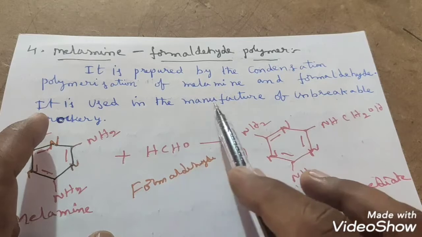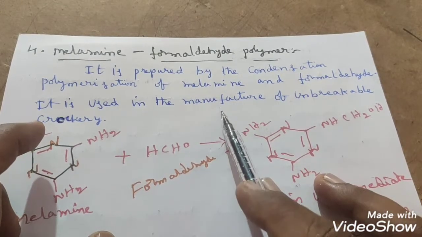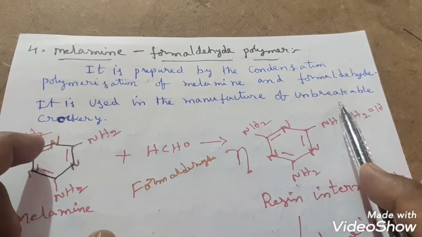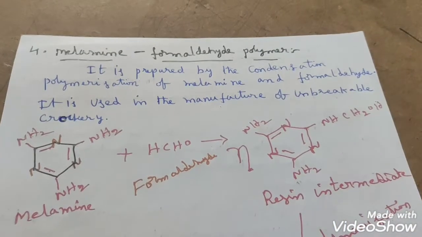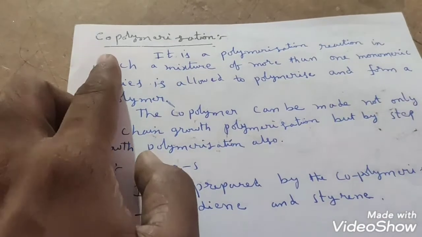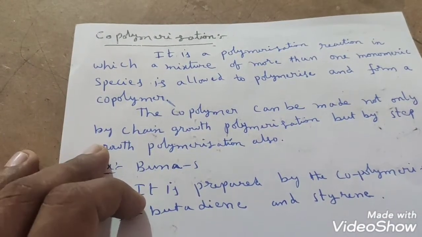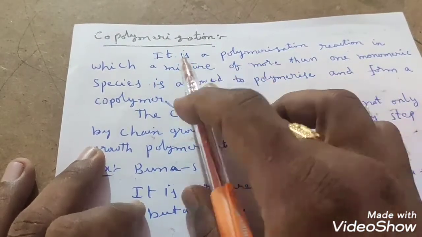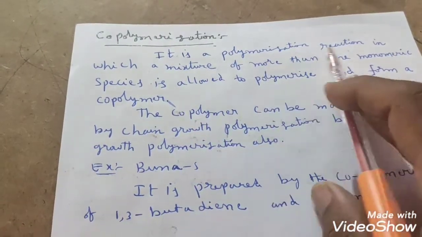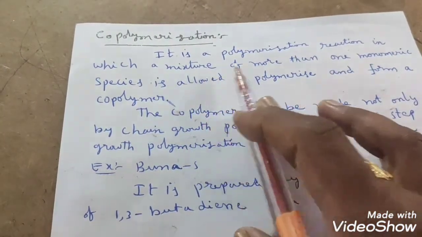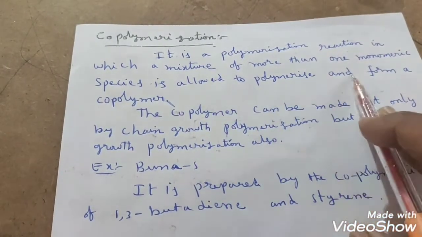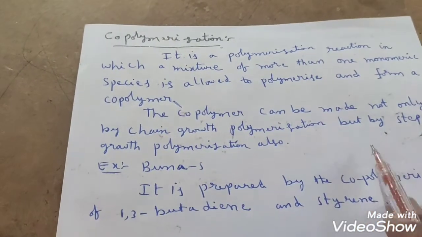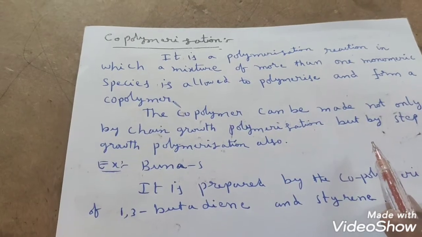Where do we use this melamine formaldehyde polymer? It is used in the manufacture of unbreakable crockery. Okay. Let us see the next concept, that is copolymerization. What is the meaning of copolymerization? It is a polymerization reaction in which a mixture of more than one monomeric species is allowed to polymerize and form a copolymer. Copolymer we have already discussed, students.